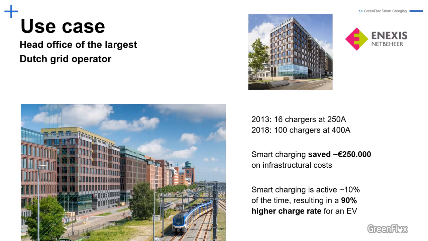Very important to realize is even in this situation, we only intervene with smart charging about 10% of the time. So the quickest solution would be, well, just limit each charger not to 32 amps, but to 16 amps or to 12 amps. But we don't do that because we only intervene 10% of the time, which means that 90% of the time, the chargers can charge at full capacity. And this is a very important point to make. Smart charging does not slow down your charging. It actually makes charging faster. So even though you preserve the grid constraints, the end user will benefit from it because on average, he has a 90% higher charge rate.